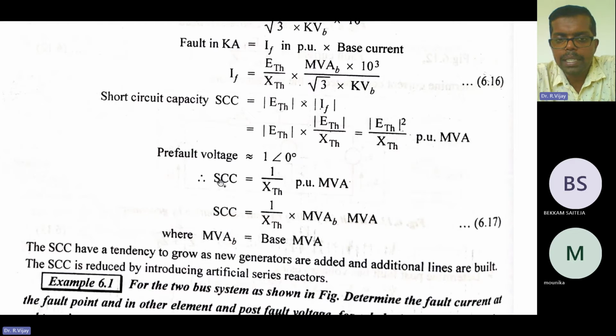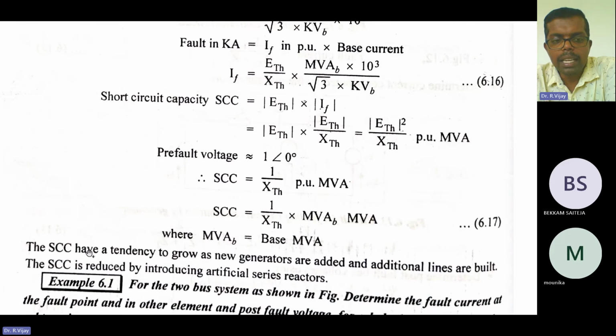What is the pre-fault voltage? Next, SCC, short circuit capacity, is nothing but 1 divided by X Thevenin per unit into this MVA. Here it is in per unit, so you need to convert into MVA, just multiply by MVA base. So short circuit capacity is equal to 1 divided by X Thevenin into MVA base. That is in MVA, where MVA B is nothing but the base MVA.